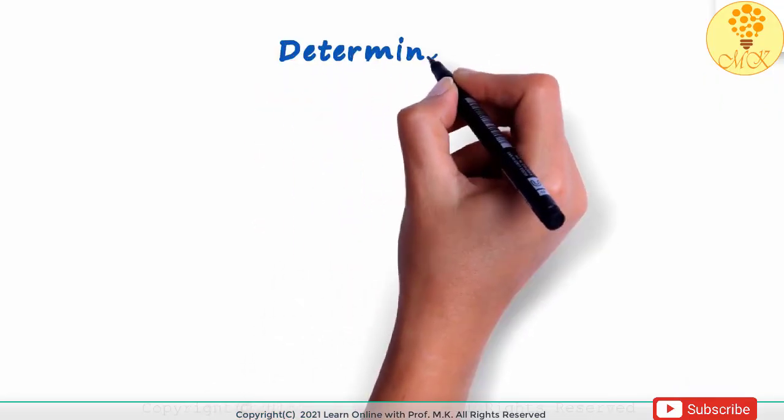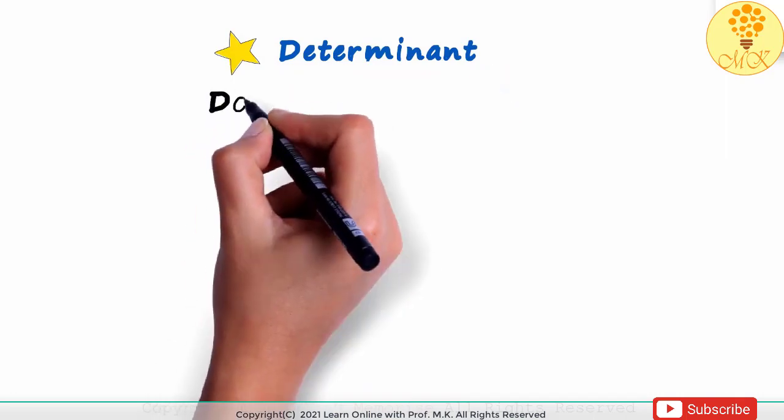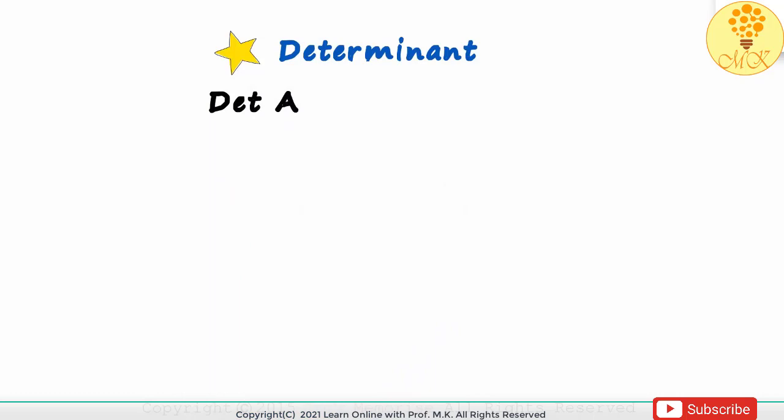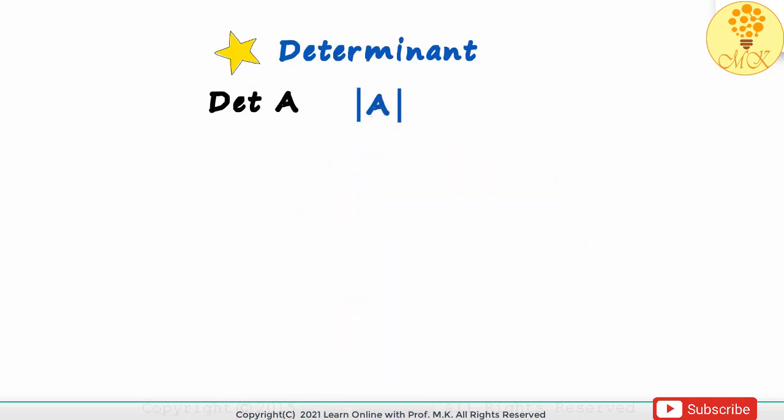What is the determinant of a matrix? This is clearly one of the most important topics in matrices, and we need to understand it really well. How do we write the determinant of matrix A? It's written like this: A between two vertical bars. This is the determinant of A.